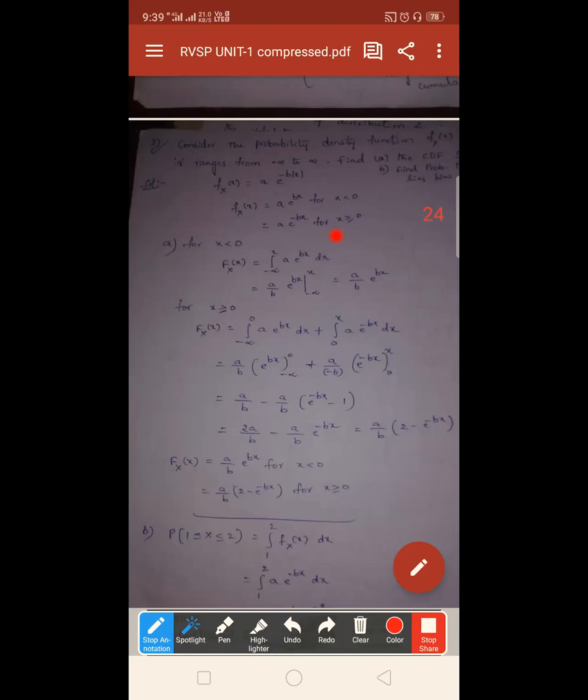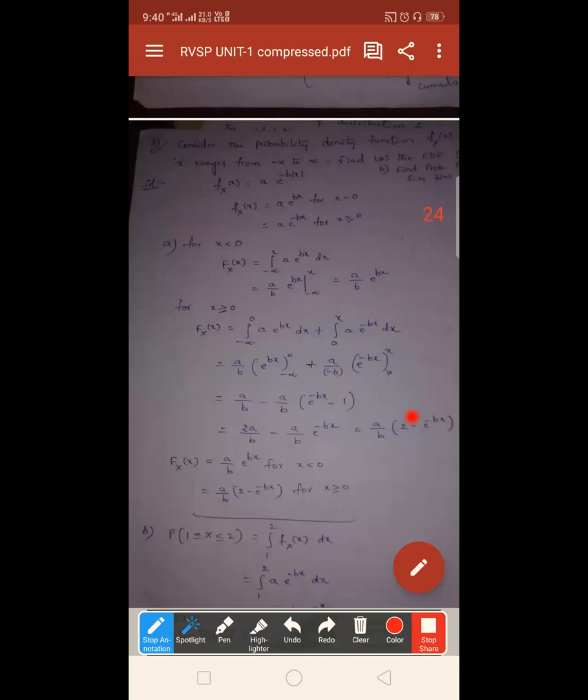E power bx, integration of e power bx means e power bx by b. B is again constant, so you can write it outside. The limits are minus infinity to 0. Again here in the second integration also, a is constant, so you can write it outside. Integral of e power minus bx is e power minus bx by minus b. The integration limits are here 0 to x.